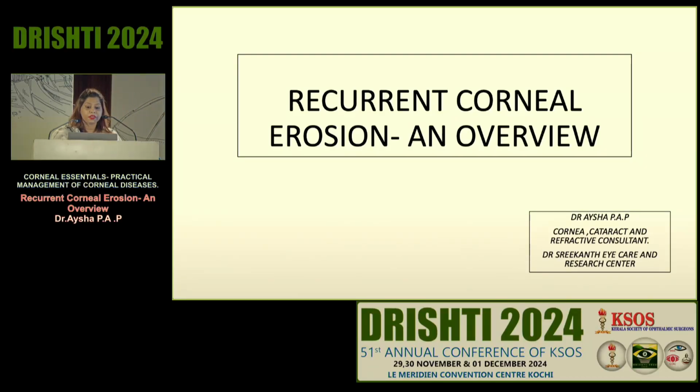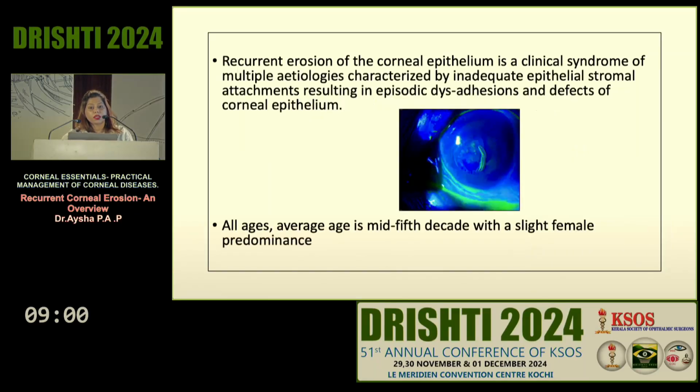Good afternoon. So I will be mainly talking about recurrent corneal erosion. Recurrent corneal erosion of the corneal epithelium is a clinical syndrome of multiple etiologies characterized by inadequate epithelial stromal attachment, resulting in episodic epithelial adhesion defects of the corneal epithelium. It can be seen at all ages, but a few studies have suggested that it's seen in the mid-5th decade with slight female predominance.